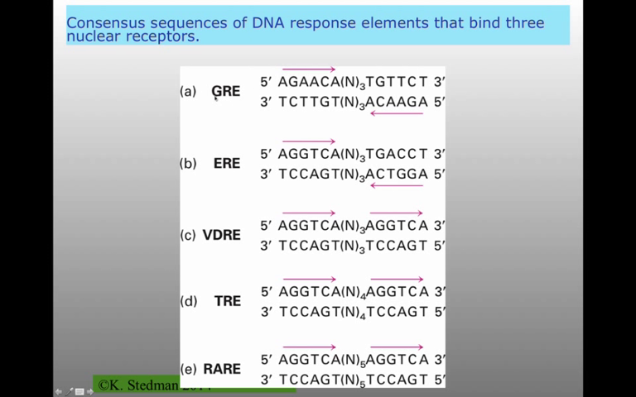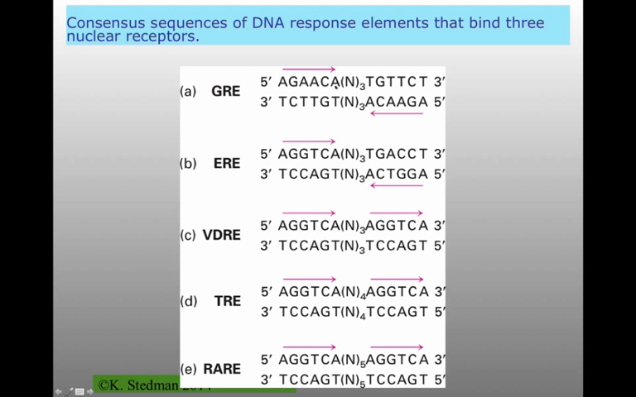These are various different response elements for different hormones. Here's the glucocorticoid hormone response element, estrogen response element, et cetera, et cetera. These have very interesting structures if you just look at the DNA sequences of these. Two different kinds, and we've already talked about the two different kinds of DNA structures you can have. You can either have inverted repeated sequences or direct repeat sequences. And these are really typical for these nuclear hormone or nuclear receptor protein binding sequences.